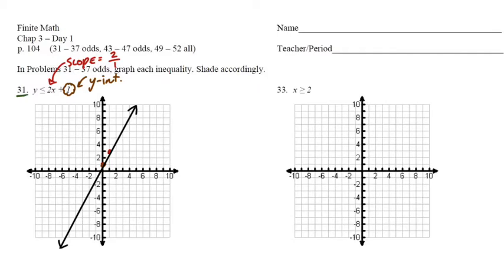And we're going to go ahead and practice our shading method. I want you to shade false here. So if I ask you to shade false and it says less than, well, when you think less than, you typically think of less than the line.